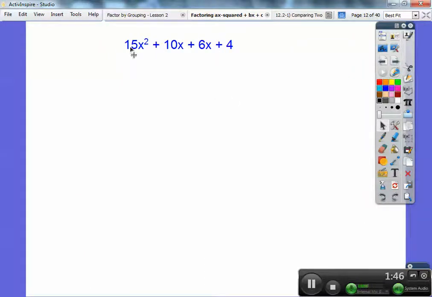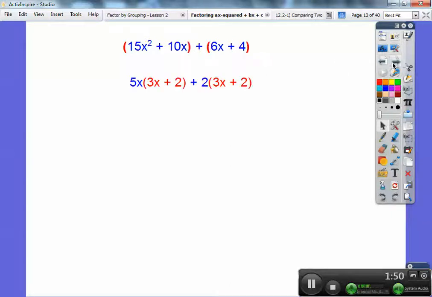I'm going to group these first two terms together. What can I pull out of these first two? I can pull a 5x out, and I'm left with 3x plus 2. Out of these two, I can pull a 2 out, and I'm left with 3x plus 2.